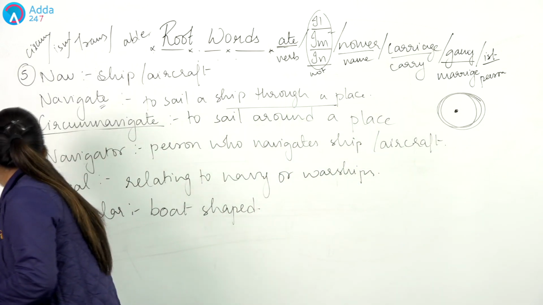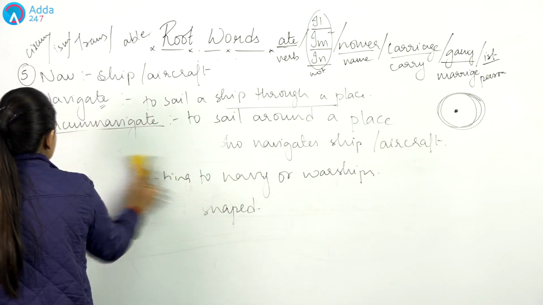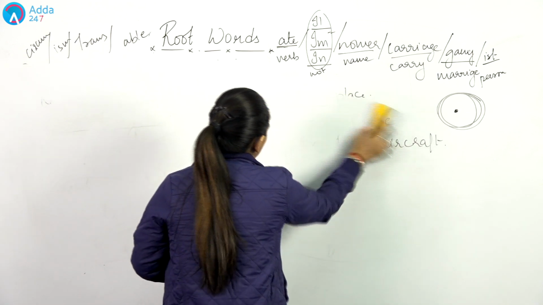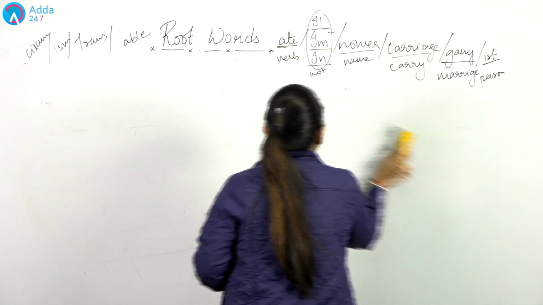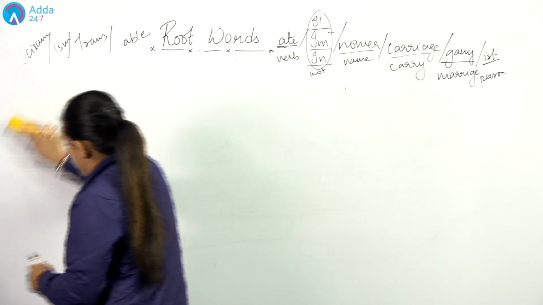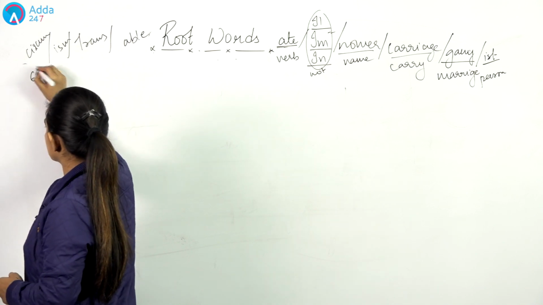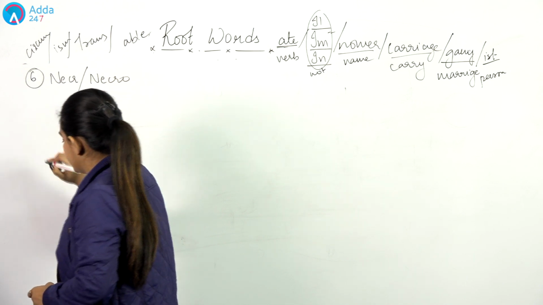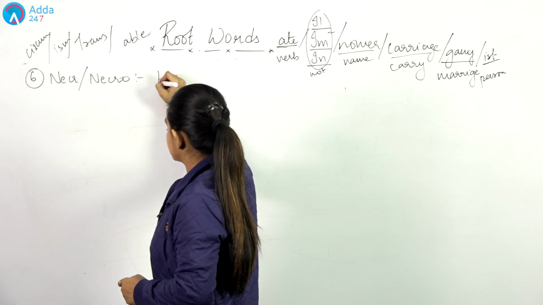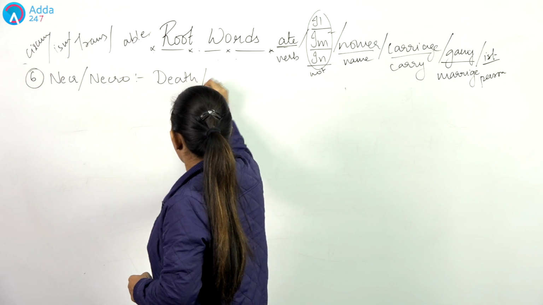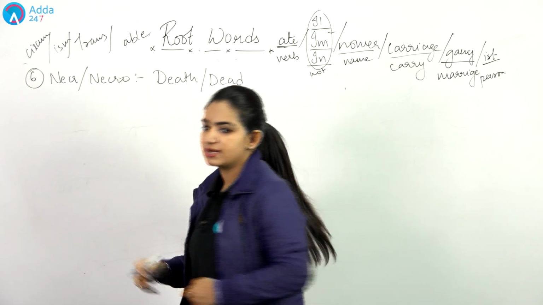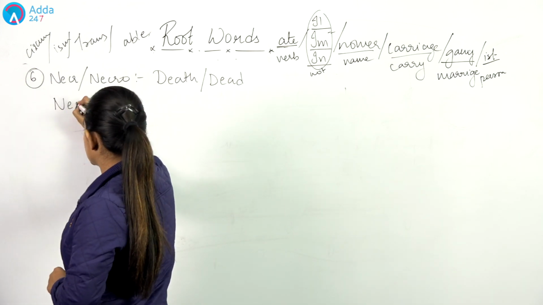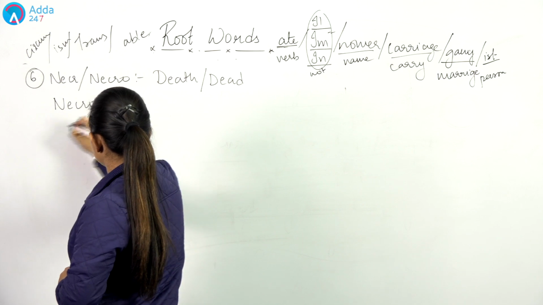So I hope you must have understood the words navigate and circum and ism, trans, able, aid, IL, IM, NOMA, carriage, GAM and IST as well. With this, we come to the last word of this session, and that is necro. Now, when I say necro, this is related to death or dead, right?